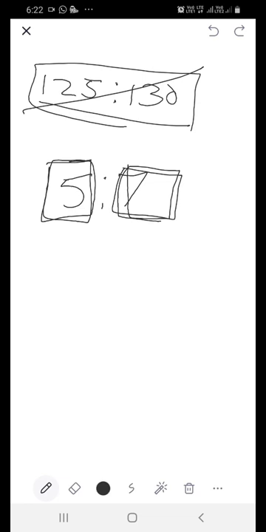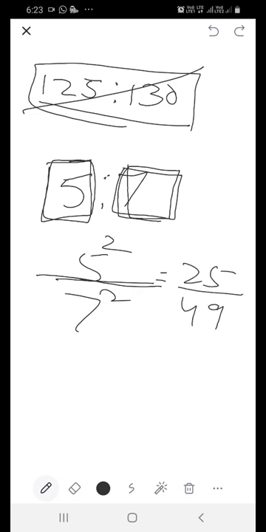Now you will be asked to find some ratios. Suppose I give you the same ratio 5 is to 7 and I ask you to find the duplicate ratio. What will be the duplicate ratio of 5 is to 7? Duplicate means you are going to take the squaring of both the terms. Ratio also means to divide. When you take the squaring of both the terms, you get 25 upon 49. So the ratio is 25 is to 49. Duplicate means to take the square of both the terms.